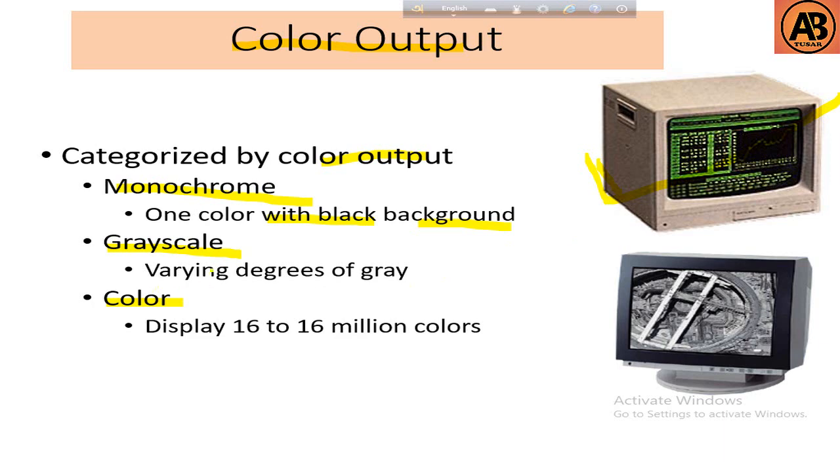Then the grayscale monitor. Grayscale means varying degrees of gray, that is only gray color. Here we can see black and white or gray color present in this monitor. So this is a grayscale monitor. Then the color monitor displays 16 to 16 million colors. Nowadays all of the monitors are color monitors, LED, LCD, different types of color monitors. Digital monitors are color monitors.